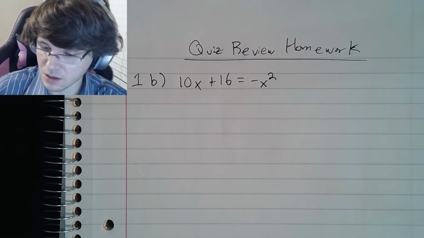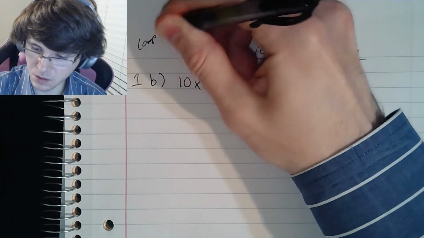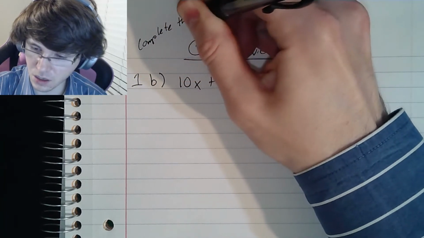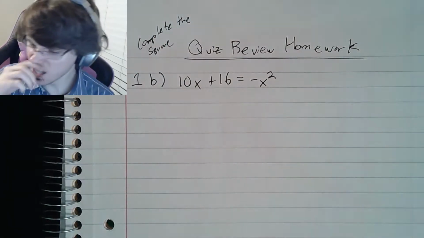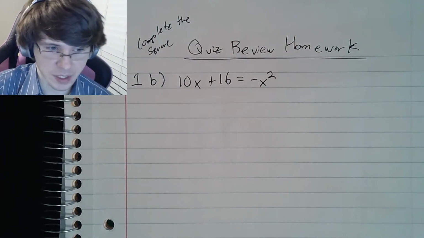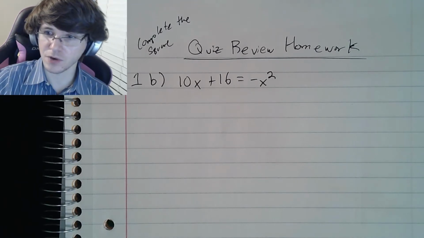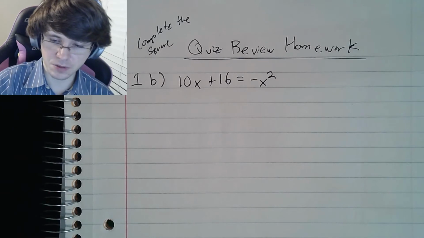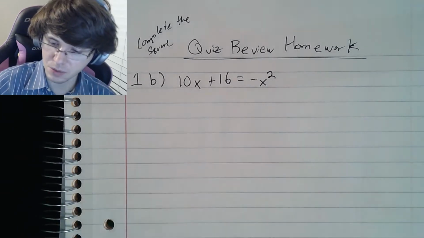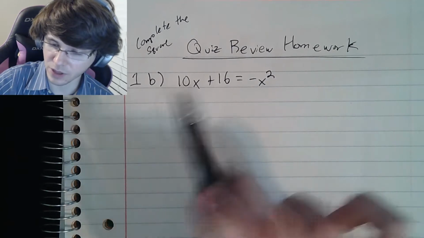Anyways, here's my problem. And off to the side, it'll say complete the square. So in order to complete the square, there are a couple of steps that we did before break. Just want to remind you, for the first step, we had to move all the x's to one side and all the numbers to the other. And we wanted that x squared to be positive. So we're going to take this negative x squared and move it over there.